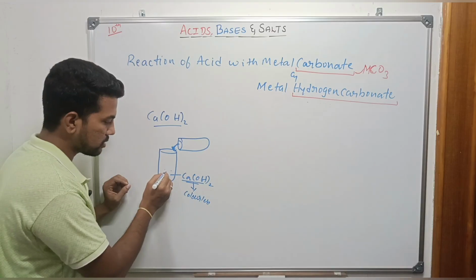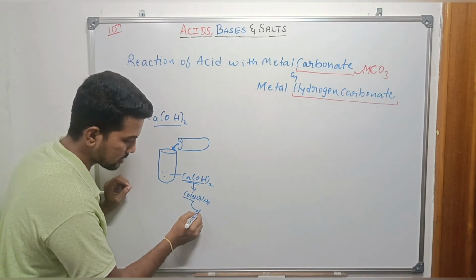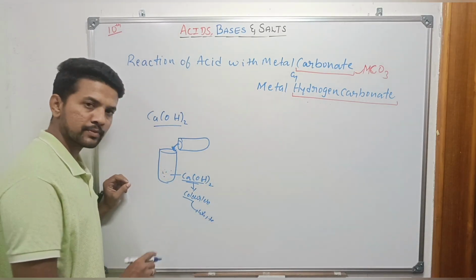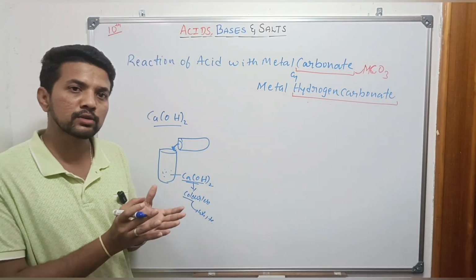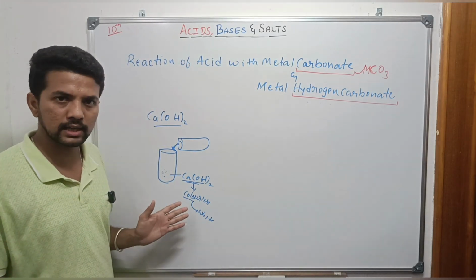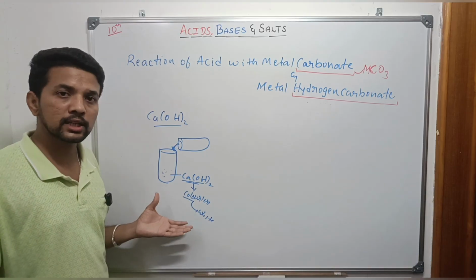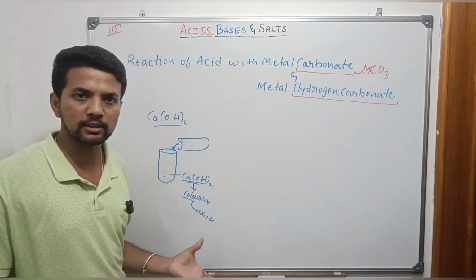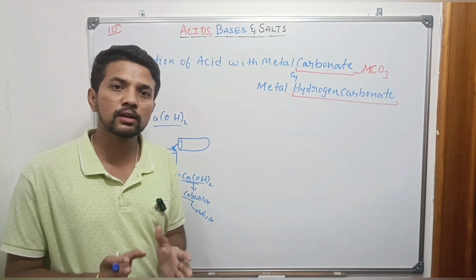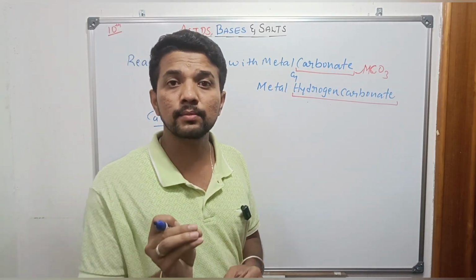So after the reaction, this colorless solution becomes a white precipitate. Whenever you transfer the gas which is produced during that reaction into the lime water or calcium hydroxide, that colorless solution becomes white PPT. If this white precipitate formation happens, that is the confirmation that the liberated gas is carbon dioxide.